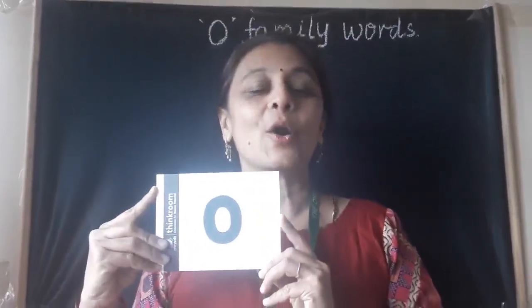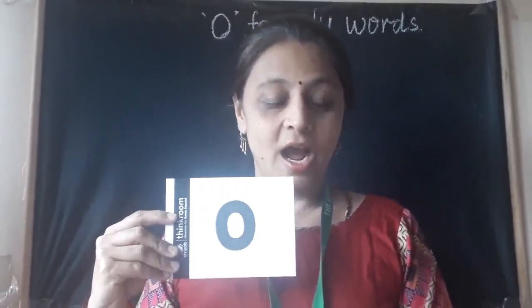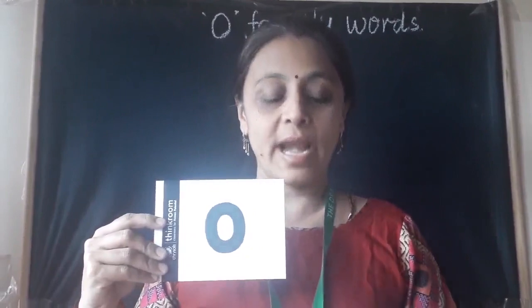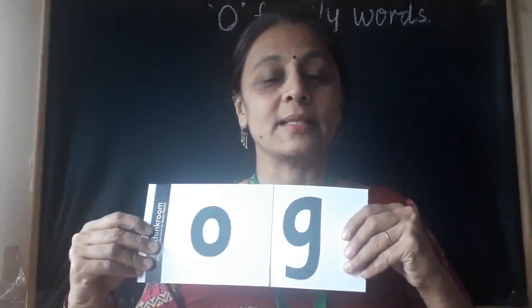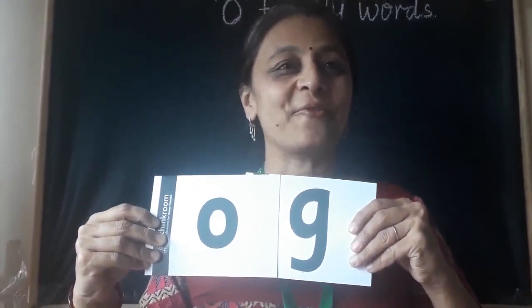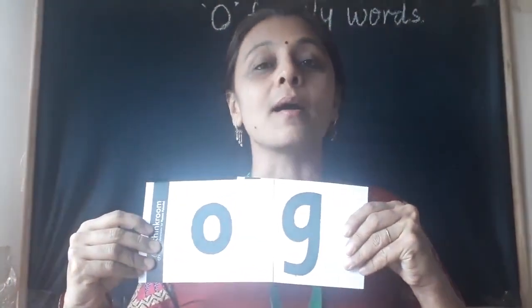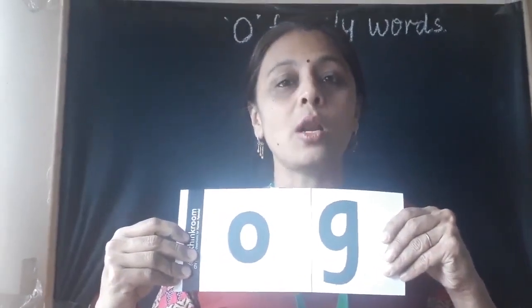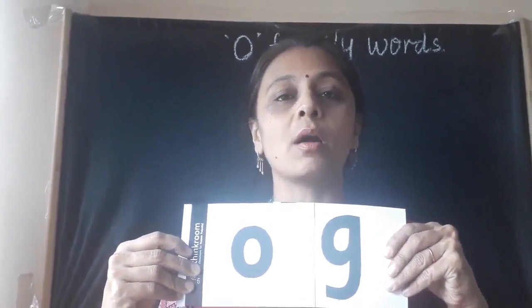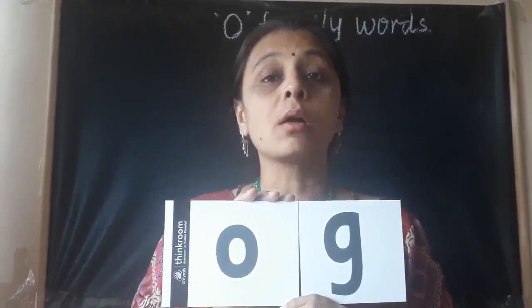Now, you all know which letter this is? O. And what is the phonic sound of O? Oh, yes. Now, I am going to bring one friend of O. Can you tell me which letter this is? G. Very good. And what is the phonic sound of G? G. So, these two friends together we will call og. Og, og. These two letters make one word, og.